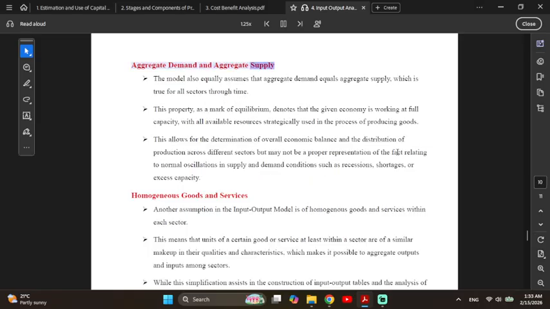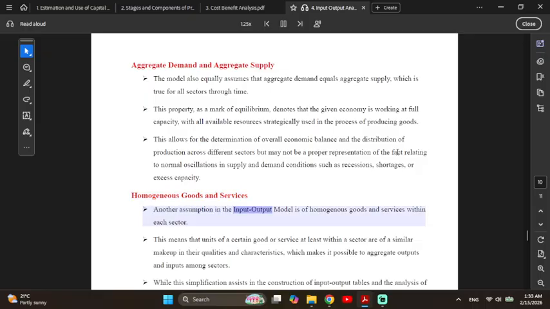Aggregate demand and aggregate supply. The model also equally assumes that aggregate demand equals aggregate supply, which is true for all sectors through time. This property, as a mark of equilibrium, denotes that the given economy is working at full capacity, with all available resources strategically used in the process of producing goods. This allows for the determination of overall economic balance and the distribution of production across different sectors, but may not be a proper representation of the fact relating to normal oscillations in supply and demand conditions such as recessions, shortages, or excess capacity.